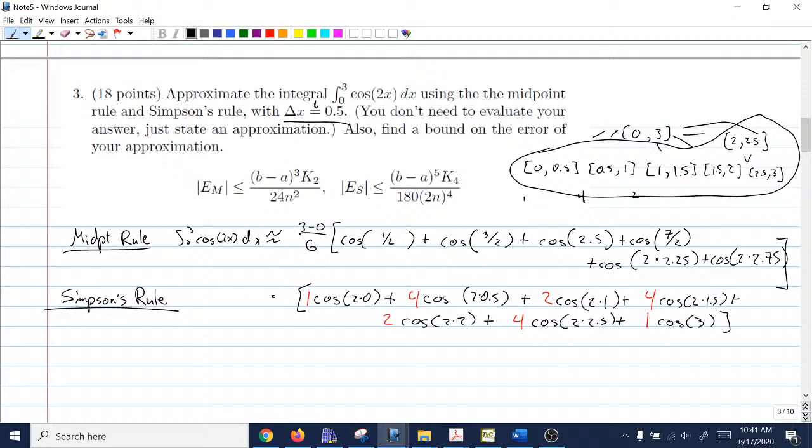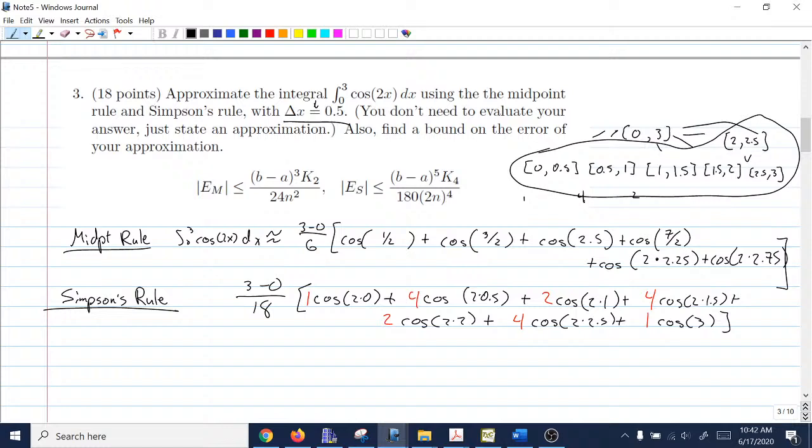And the number out front should be the length of the interval times an average of values. The average of these values would be adding them up and dividing by how many points we added up. We added 1, 4, 2, 4, 2, 4, 1 points. That's 12, 13, 14, 15, 16, 17. I'm getting 18 points total. Cool. There's a little bit of ambiguity here.